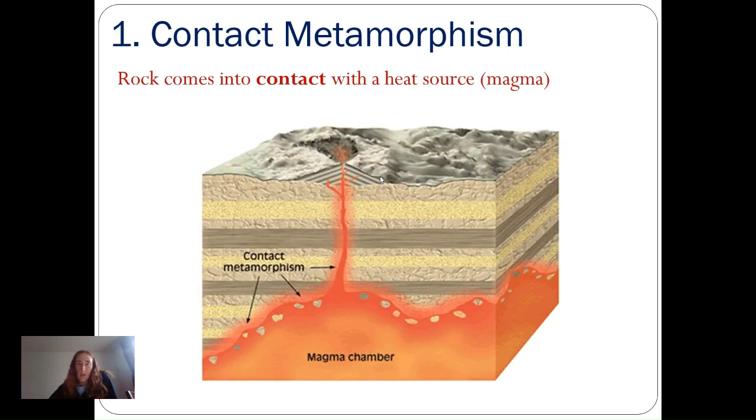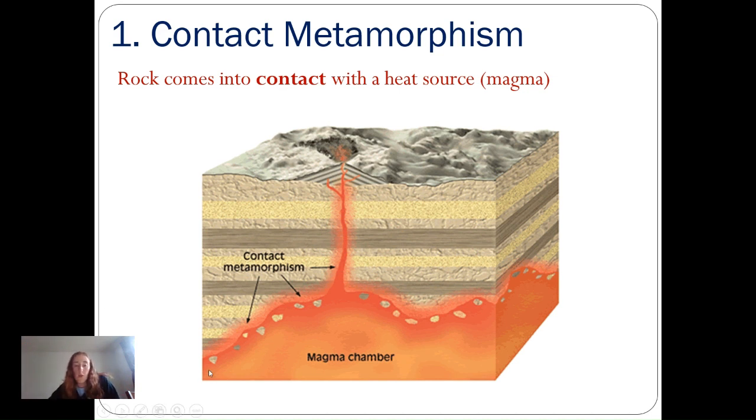So let's start with contact. This one's a little easier to understand, and then we'll move on to regional. Contact metamorphism is when you have rock that all of a sudden comes into contact with a heat source, which is why it's called contact. It's also called thermal metamorphism. Usually the heat source is going to be magma. That's the main source of heat that we have beneath the surface.